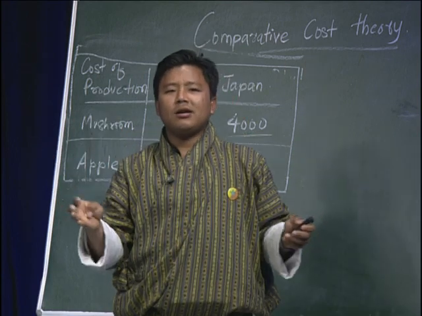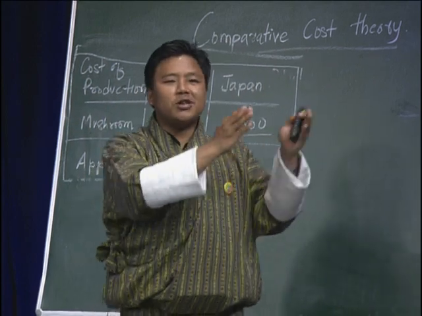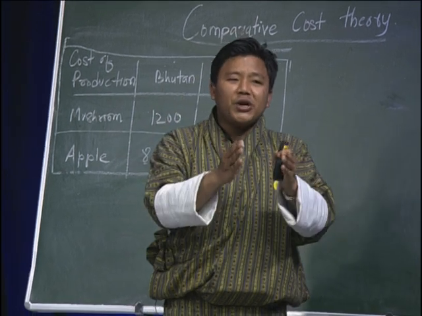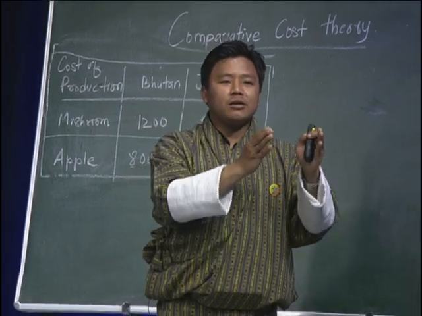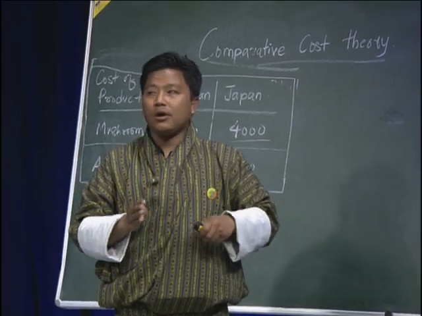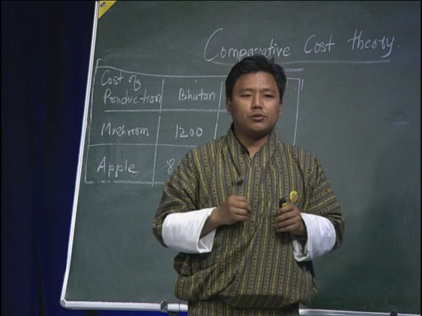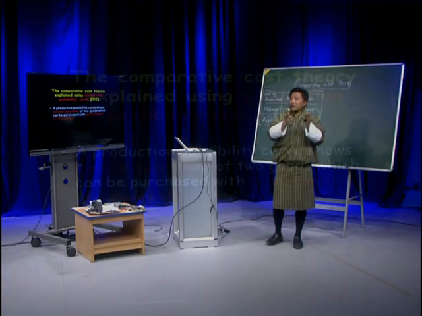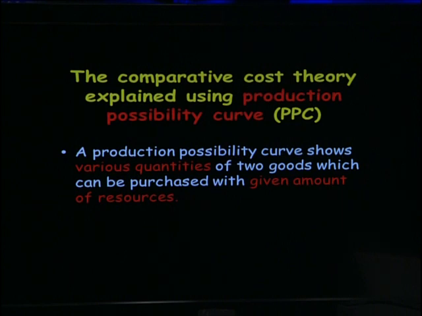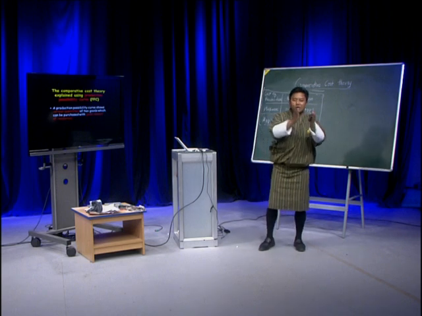Now, having learned what is meant by opportunity cost and calculated the opportunity cost for both the countries, let us represent this data in the production possibility curve. So we use a production possibility curve to explain the opportunity cost. To be specific, comparative cost theory can be explained by using a production possibility curve and also by opportunity costs. So this opportunity cost can be illustrated with the help of the production possibility curve.